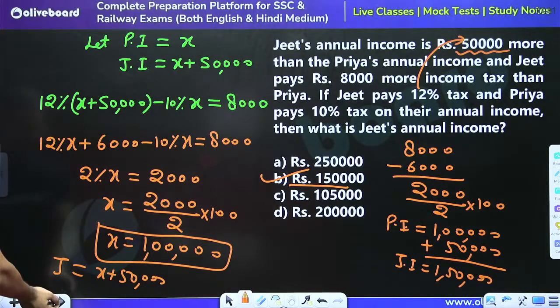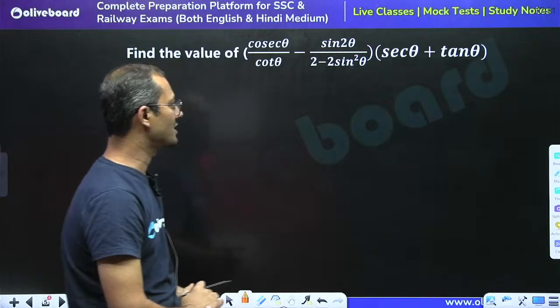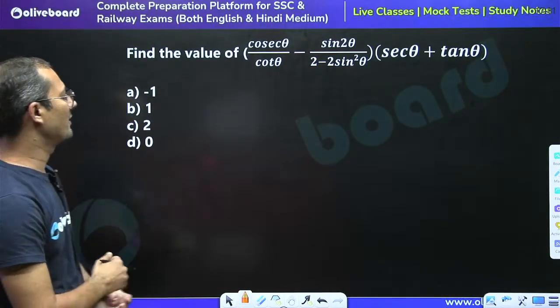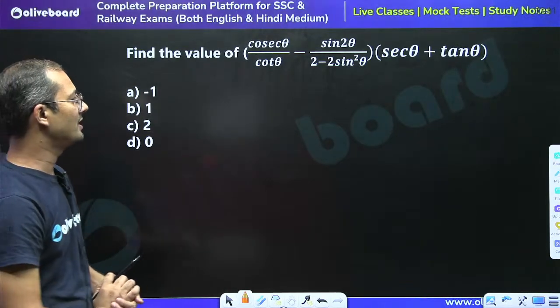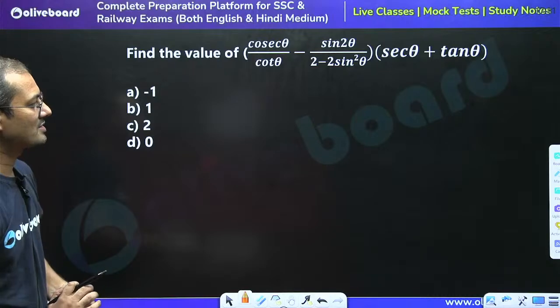So moving to next question. Now tell me, what is the answer of this question? Find the value of cosec theta divided by cot theta minus sin 2 theta divided by 2 minus 2 sin square theta, times sec theta plus tan theta.